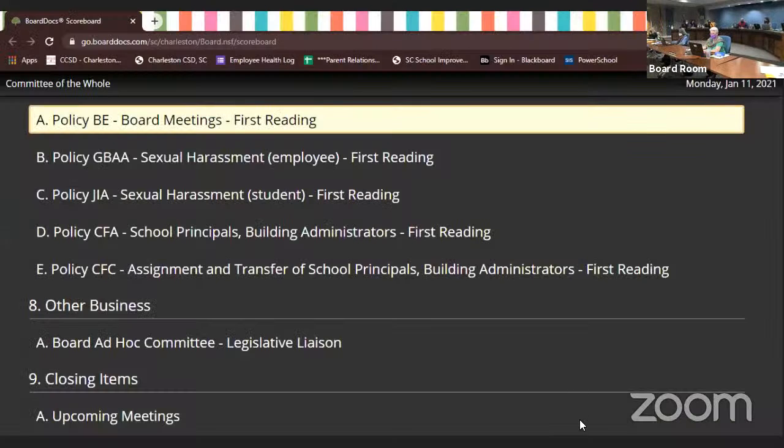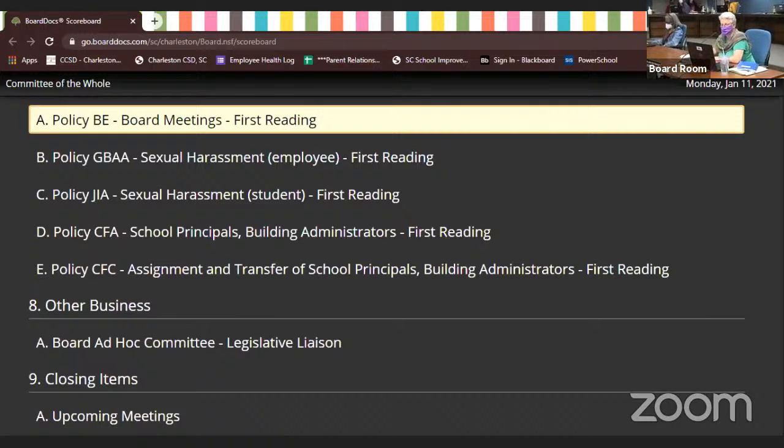We have a couple of policies. So Dr. French, I yield the floor. Thank you. We have 5 policies to look at today, and they're all action items. Hopefully, these will go pretty quickly. Policy BE is a change in the board meetings policies, and it's on page 3, simply cancellation of meetings. I'd like to entertain a motion.